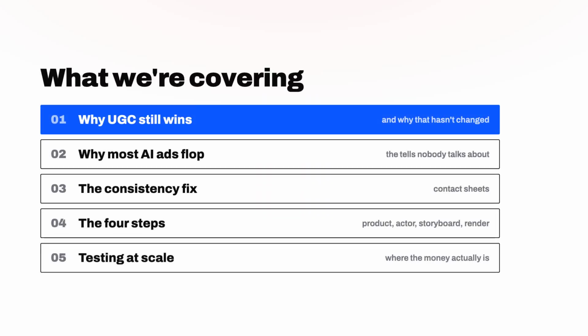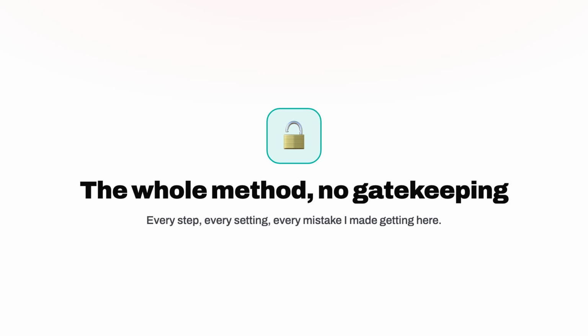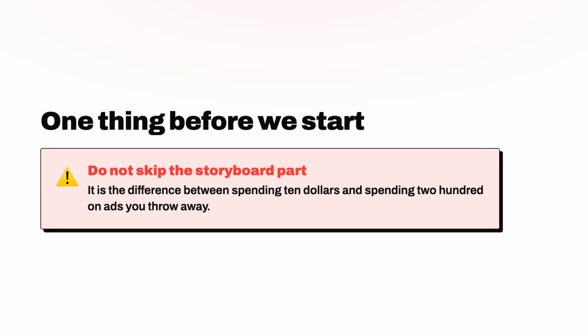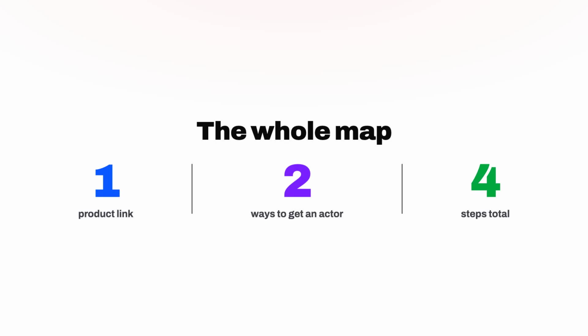Here's the shape of it. Why UGC still wins, why most AI ads flop, the one thing that fixes consistency, then the 4 actual steps. I'm not holding anything back either. The whole method's in here, including the parts people usually sell you. If you only watch one part, make it the storyboard section in the middle. That's the part that stops you burning money. 1 link, 2 ways to get an actor, 4 steps. That's the entire map.